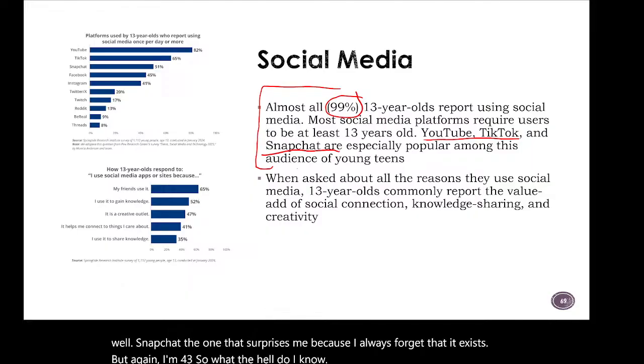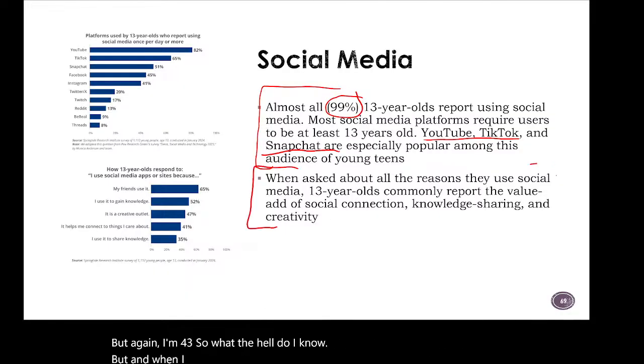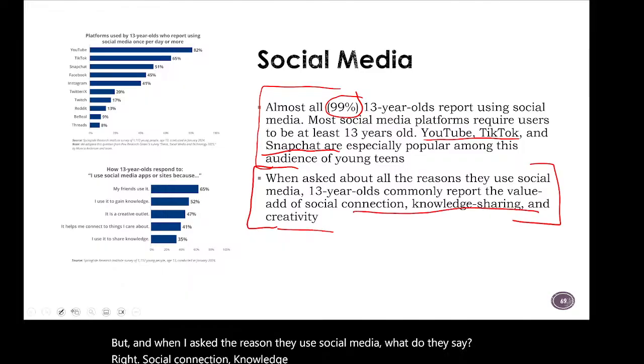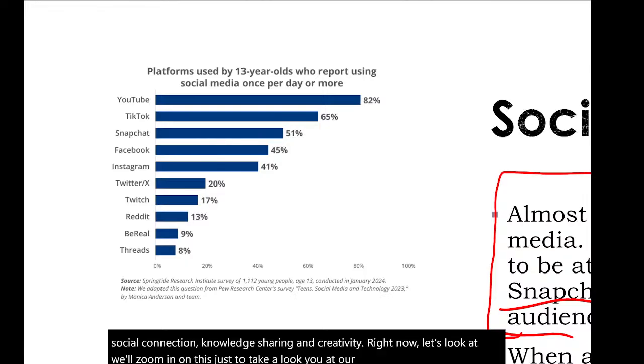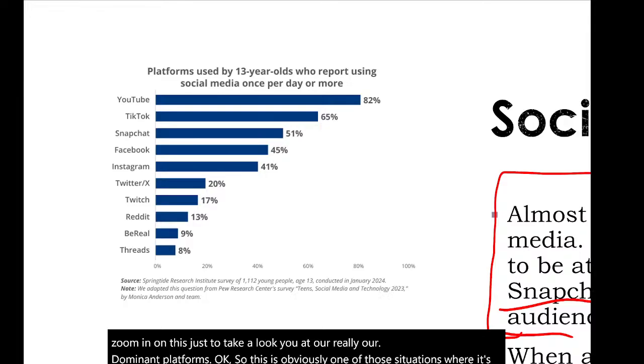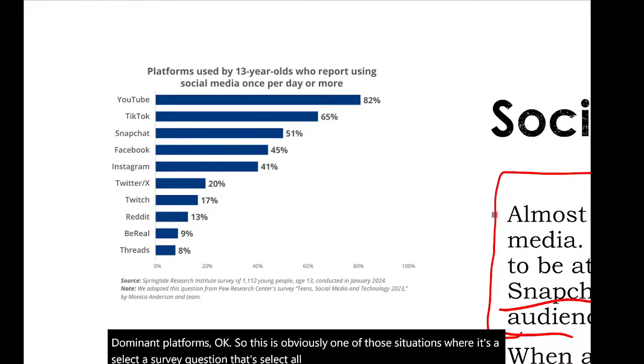But yeah. And when I ask the reason they use social media, what do they say? Social connection, knowledge sharing, and creativity. Now we'll zoom in on this just to take a look at our dominant platforms. This is obviously a survey question that's select all that apply. But about 82% of 13-year-olds report using YouTube once a day or more.